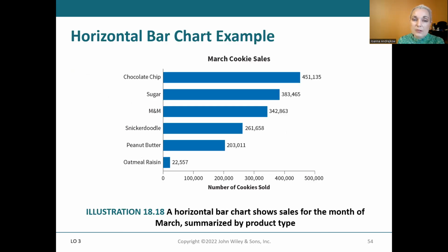So here we are looking at different cookie sales, and we have chocolate chip, sugar, M&M's, Snickerdoodle, peanut butter, and raisin. And we can see that the most popular cookie is the chocolate chip, and the least popular is the oatmeal raisin. And there's quite a difference in sales units. We have from 451,000 to 22,000. So that's a difference of about 430,000.